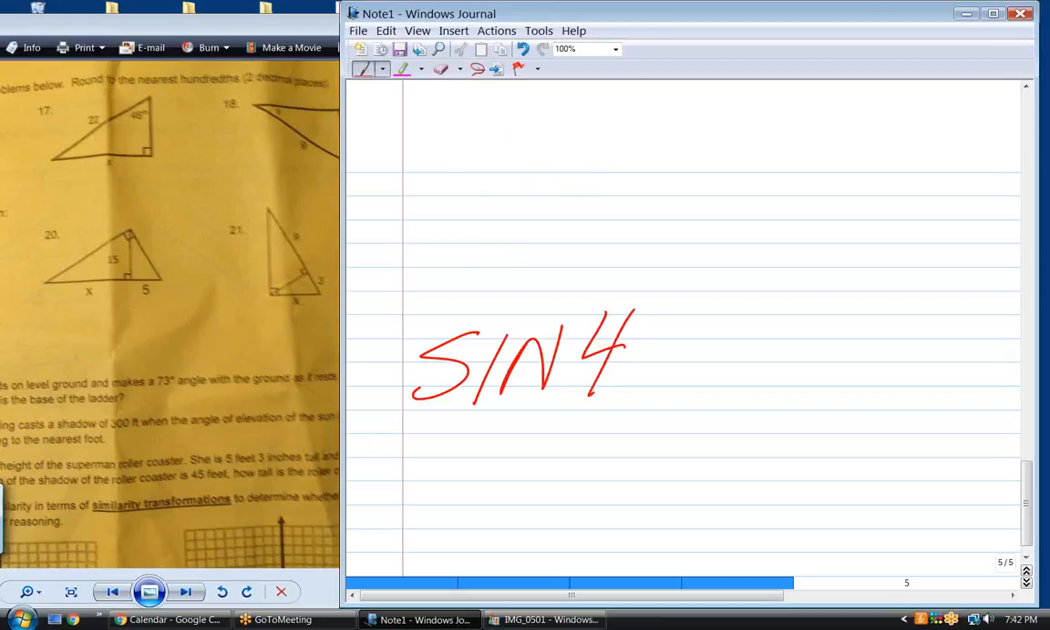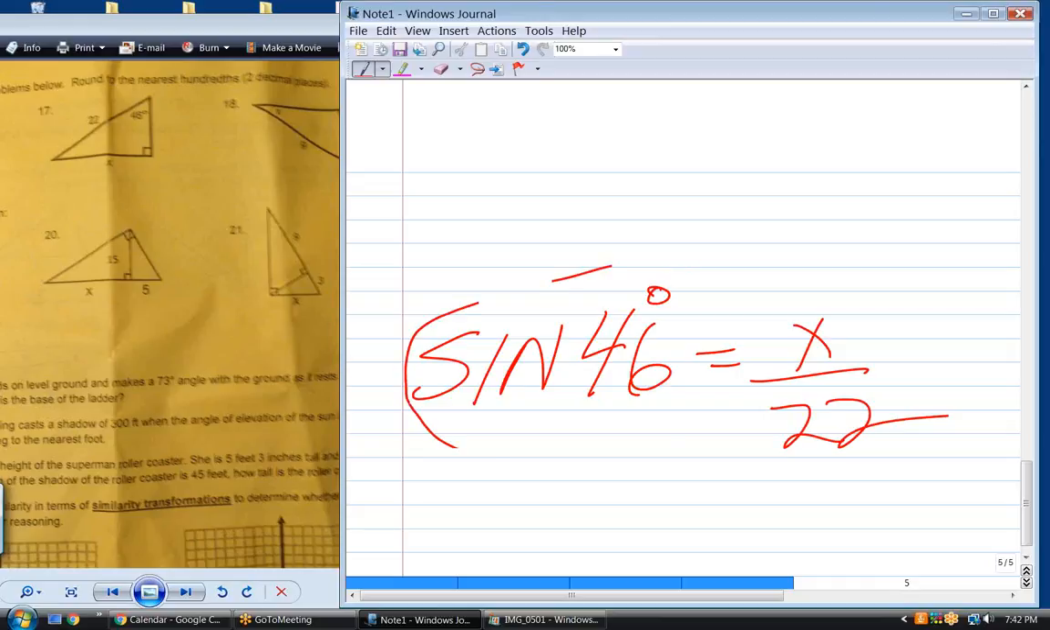So I can say what? Sine of 46 is equal to, would it be x over 22? Uh-huh. And again, the best way to do these is not to get that and then multiply it by 22. The best way to do this is to multiply by 22 first, and then just put this whole thing into your calculator in one step. 22 times the sine of 46, and you'll get your answer with a Control Enter.